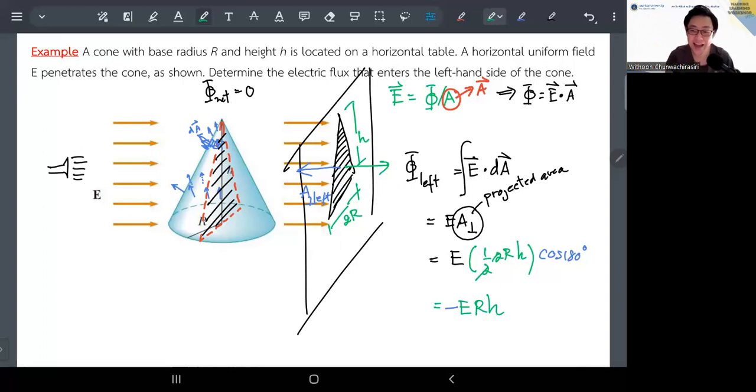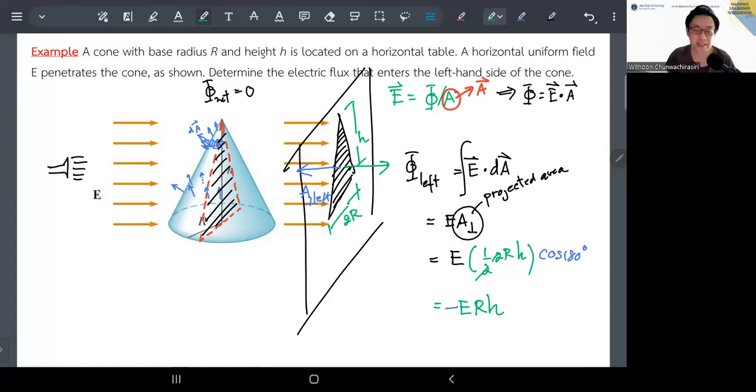Okay. And then, of course, because flux is entering into my face, into my brain and everything, it's going to be negative. Even though you already flattened my face and turned it into just a shadow, my area vector still points towards you, so it's opposite to the electric field. All right, so that's what it means.